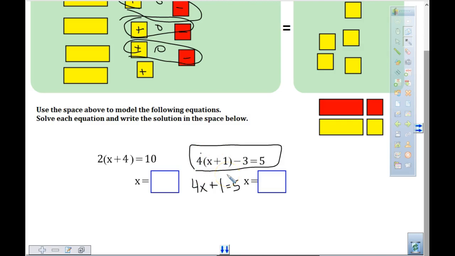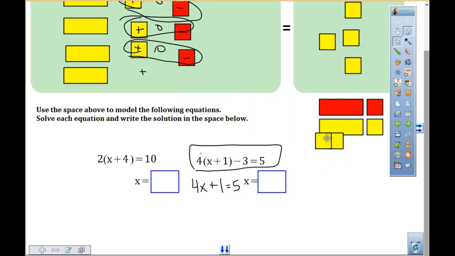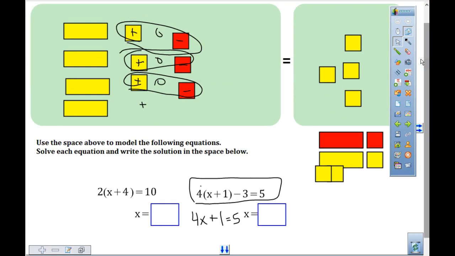And at this point, we would remove 1 from both sides. So if we remove 1 from both sides, right, if I remove that, I now have 4x equals 4. And x again here was equal to 1. Okay? We're not going to do the other one.